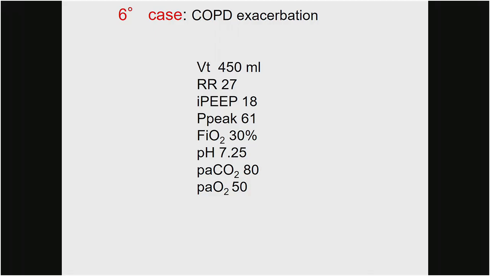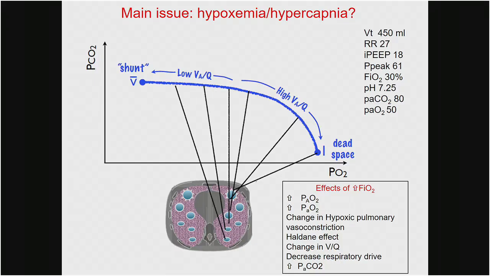We are almost at the end. So this is a patient with COPD exacerbation, and the highlight here is the intrinsic PEEP increase. The patient has an intrinsic PEEP of 18, which may cause, next slide please, a higher quota of dead space. You see that there are a lot of alveolar units here with a higher dead space. And high CO2 here can lead also to some hypoxemia because of the alveolar gas equation.